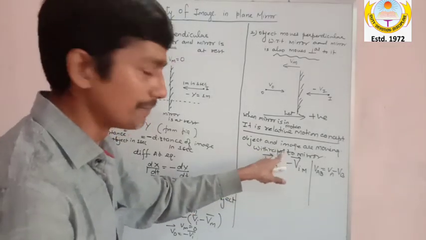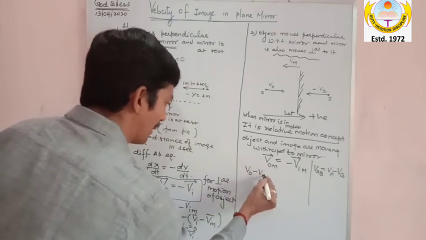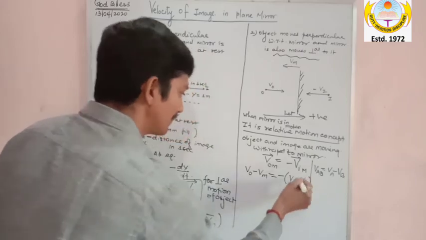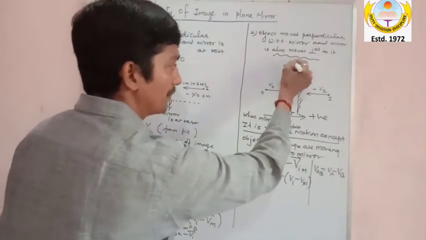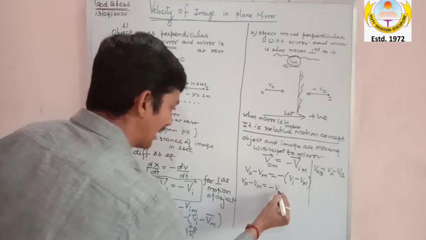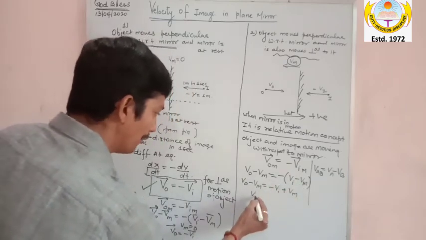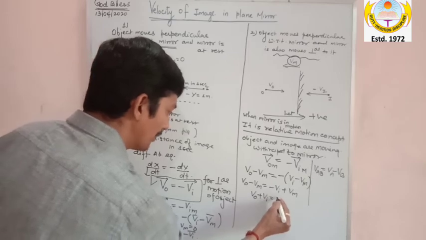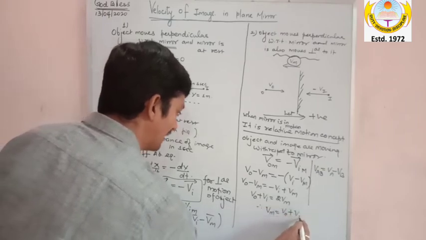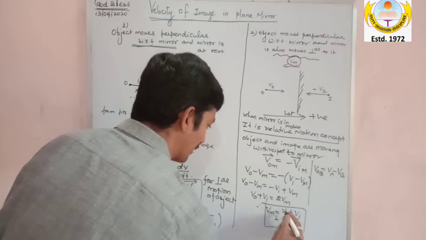But if the mirror is in motion, then what will happen? Look at it. Now the formula will be VO minus VM is equal to minus, this is VI minus VM. Now the mirror is in motion, so VM is there with the velocity of mirror. So VO minus VM is equal to minus VI plus VM. This will give me VO plus VI is equal to 2VM. Therefore VM is equal to VO plus VI divided by 2. This is the formula for the perpendicular case.